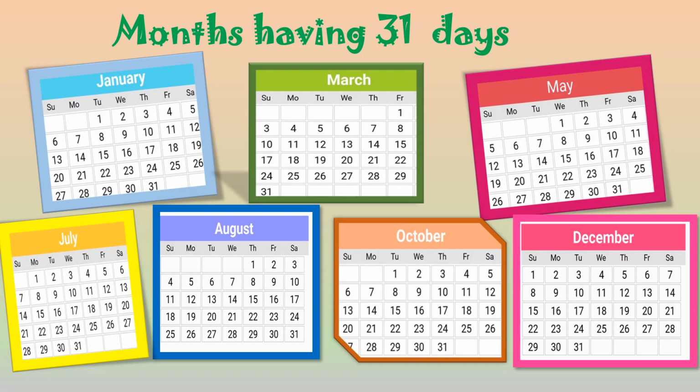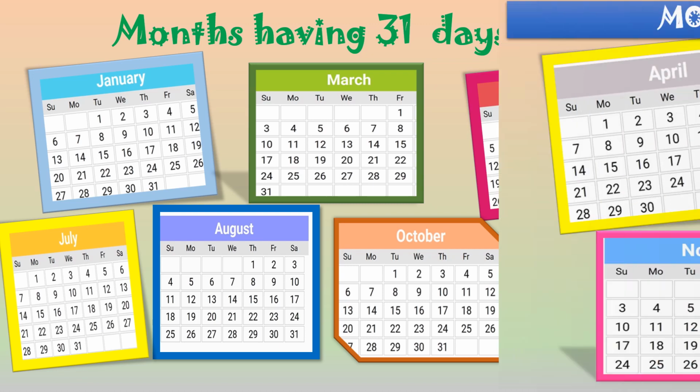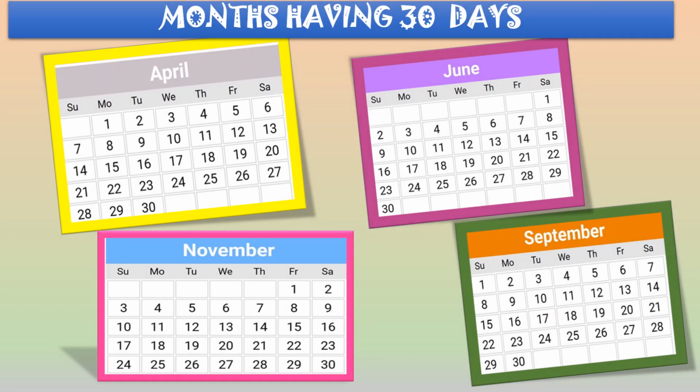Now list out the months having 31 days. January, March, May, July, August, October, December are the months having 31 days. Now list out the months having 30 days. These months are April, June, November and September.